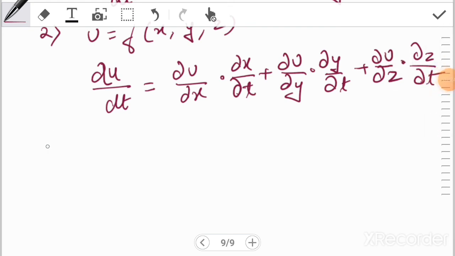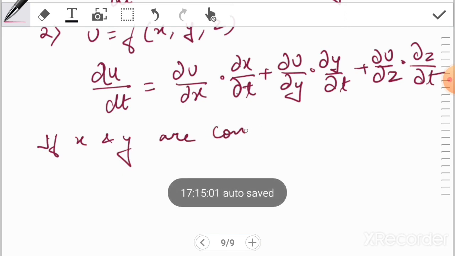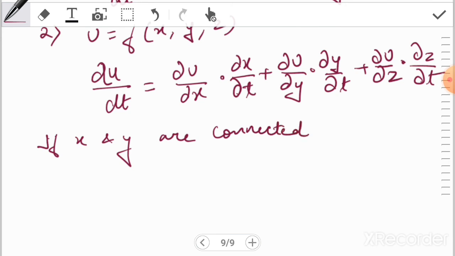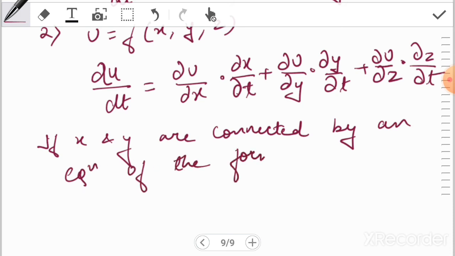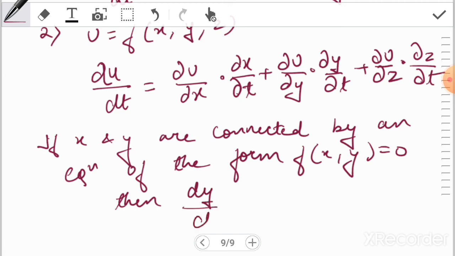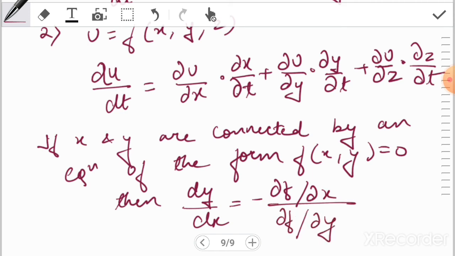And if x and y are connected by an equation of the form f(x, y) is equal to 0, then dy by dx is equal to minus of del f by del x divided by del f by del y. Okay.